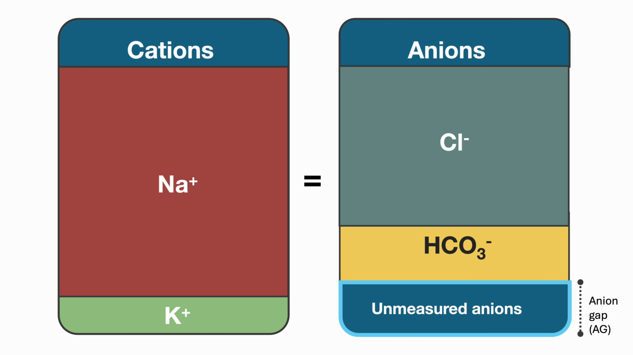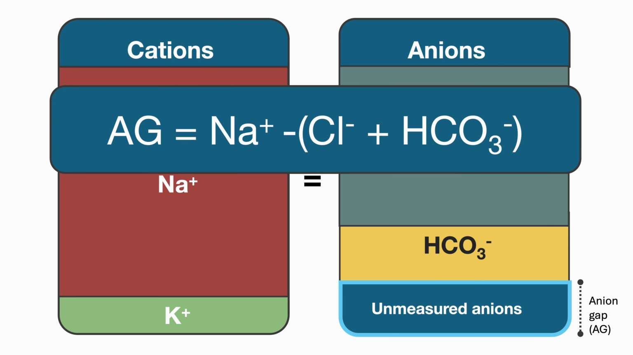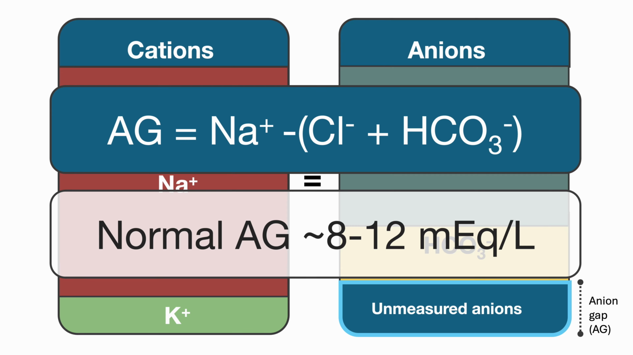The difference between these values is termed the anion gap, which is represented by the following equation. AG is equal to sodium minus the sum of chloride and bicarbonate concentrations. A normal anion gap range is around 8 to 12 milliequivalents per liter, depending on the lab.